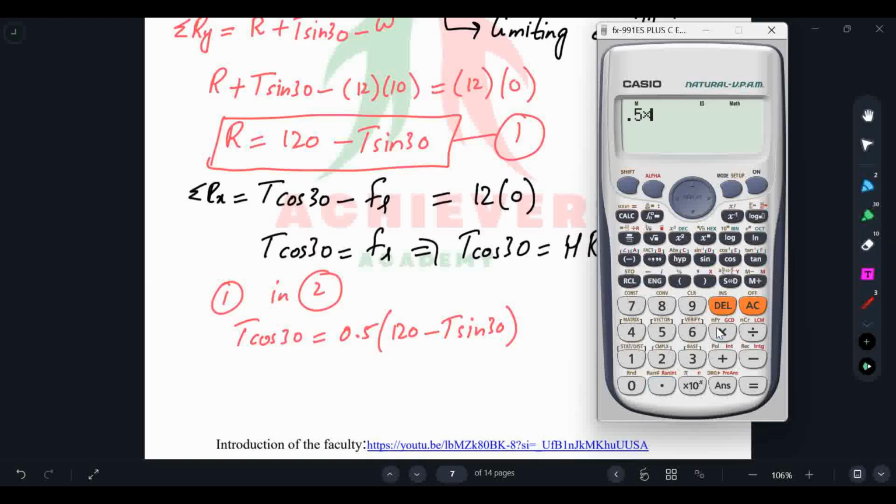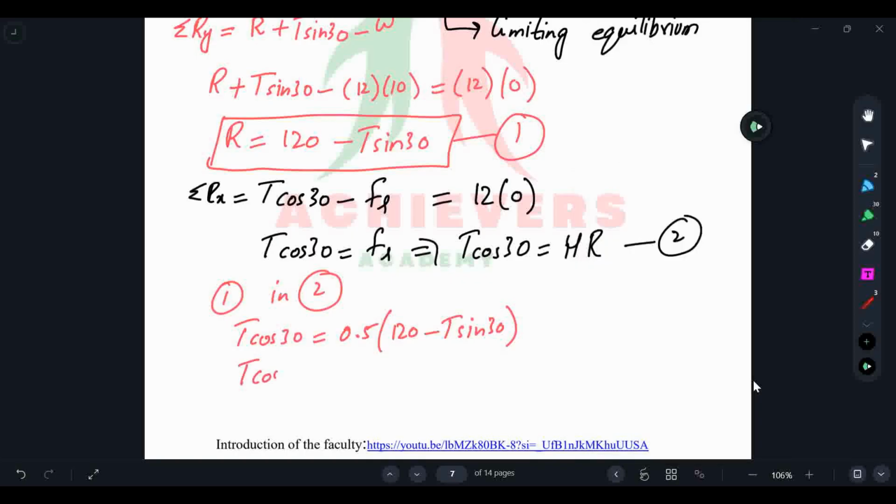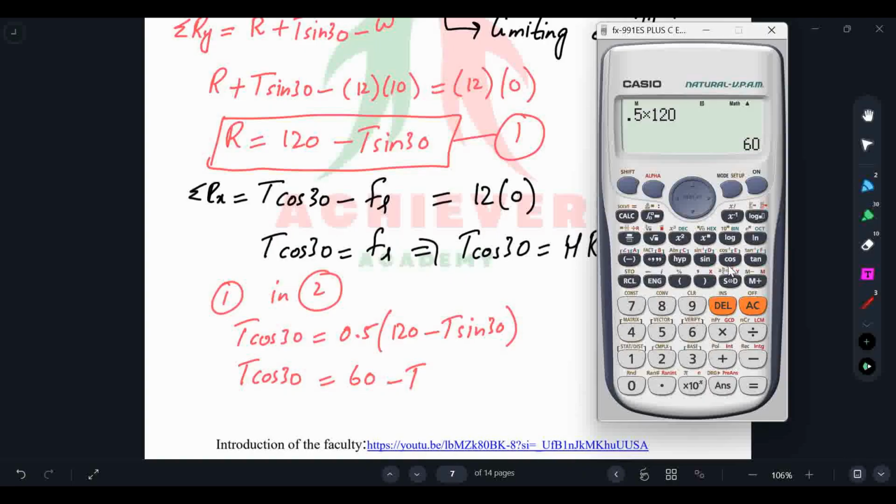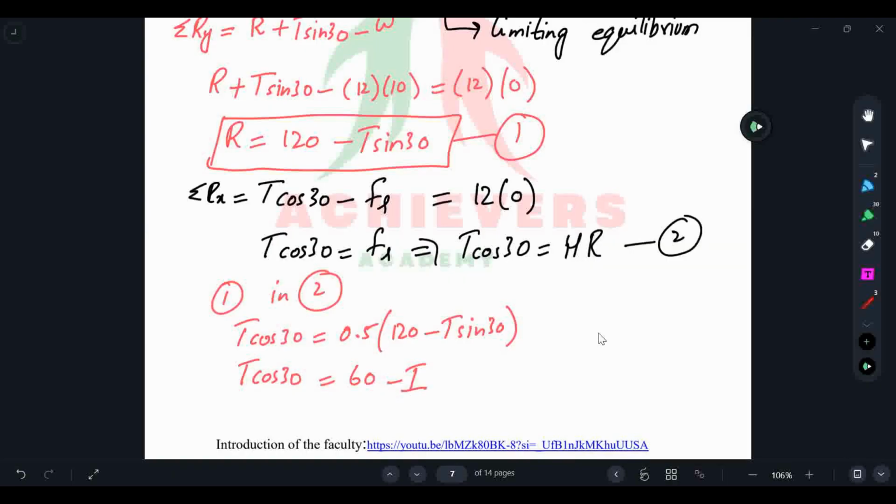0.5 into 120, the answer will be 60. So we can write it as T cos 30 is equal to 60 minus T sin 30 into 0.5. So sin 30 into 0.5 will be equal to 1 by 4, so 1 by 4 T.